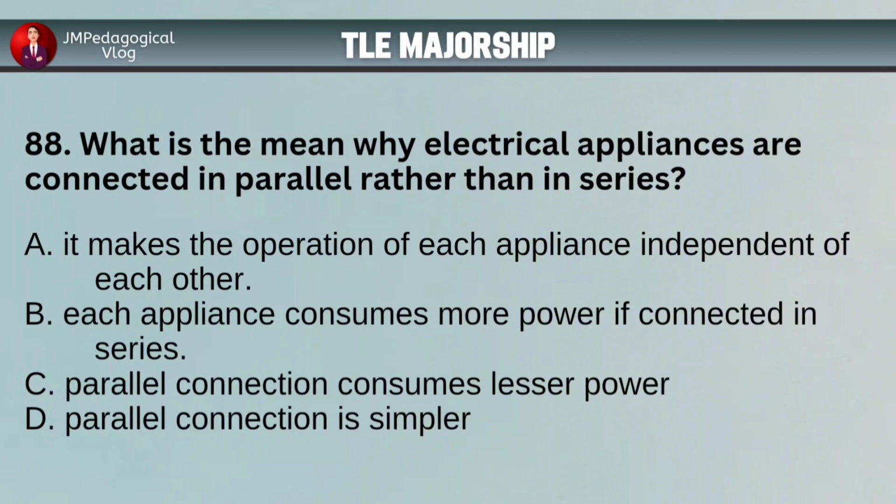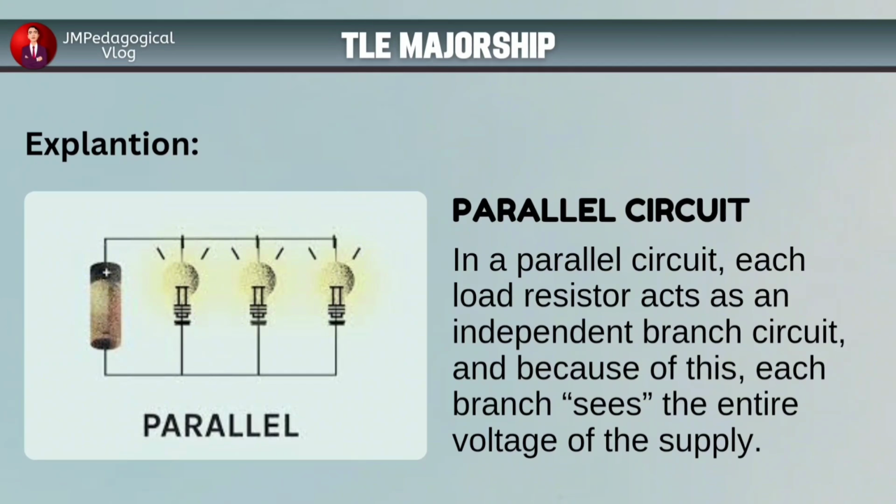88. What does this mean why electrical appliances are connected in parallel rather than in series? A. It makes the operation of each appliance independent of each other. B. Each appliance consumes more power if connected in series. C. Parallel connection consumes lesser power. D. Parallel connection is simpler. A. It makes the operation of each appliance independent of each other. Explanation. In a parallel circuit, each load resistor acts as an independent branch circuit, and because of this, each branch sees the entire voltage of the supply.